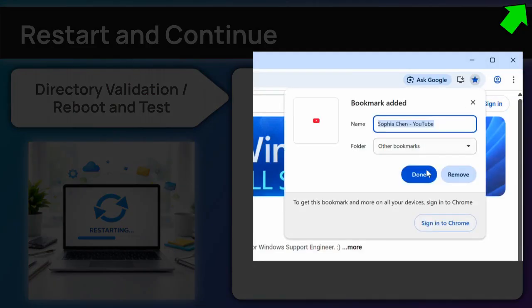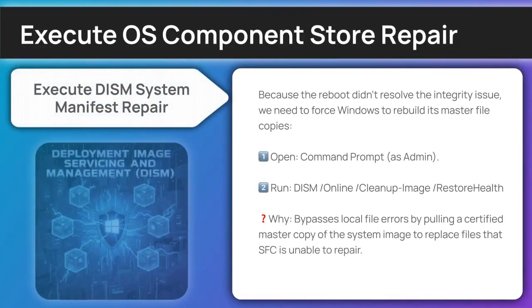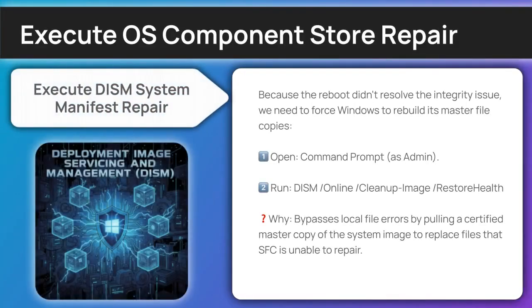If the previous steps didn't work, there's one more action we can take to stabilize the environment. Please pause the video if you need to back up your data before we proceed. Because the reboot didn't resolve the integrity issue, we need to force Windows to rebuild its master file copies. First, open command prompt as admin. Second, type DISM /online /cleanup-image /restorehealth, then hit enter.